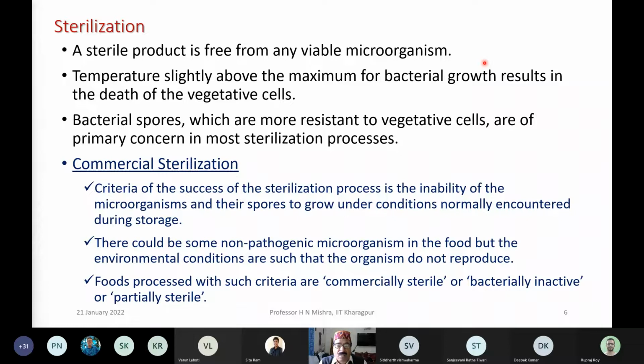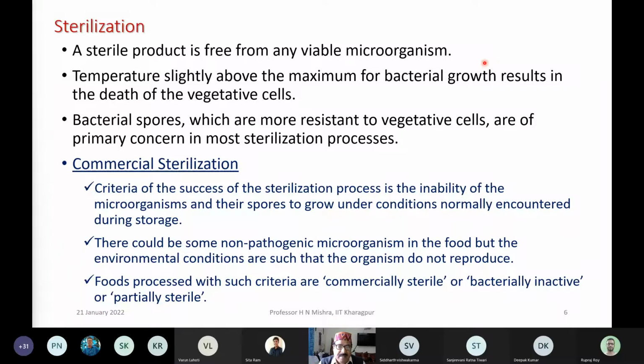Bacterial spores, which are more resistant than vegetative cells, are of primary concern in most sterilization processes. In an earlier class, we discussed how, during the sporulation process, spores have more uptake of calcium ion and formation of dipicolinic acid. Because of these reasons, spores are more resistant. And in fact, in the dairy industry, food industry, and low acid food processing industry, the majority of the pathogenic bacteria are spore formers. Spores are more heat resistant than their vegetative cells. So obviously the thermal process conditions are optimized, or calculations are generally based on the destruction of the spores of that particular bacteria.